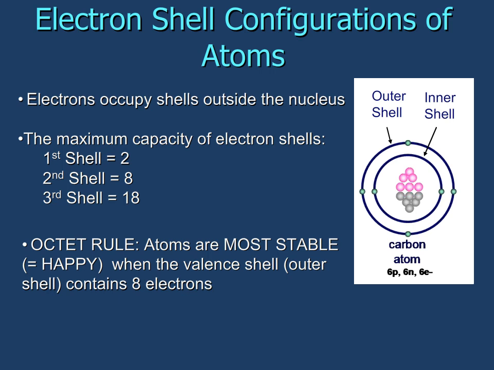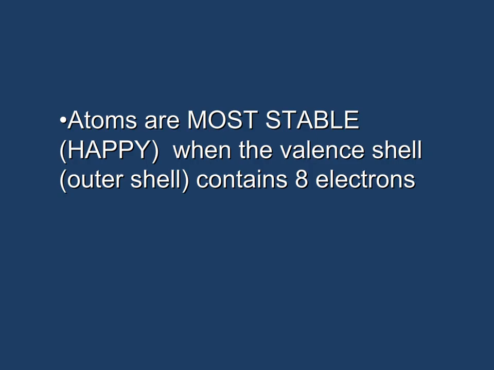Now, the only exception to this octet rule is if we have an element that has only 1 electron shell. In that case, all that electron shell can fit is 2. And if there are 2 electrons in there, then that atom will also be happy. Now, just to reiterate what I said in the previous slide, atoms are most stable when the outer electron shell contains 8 electrons.